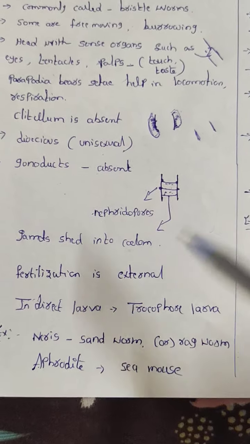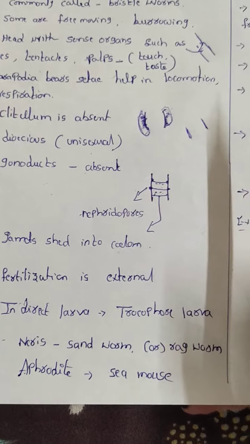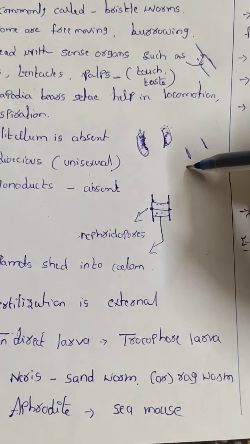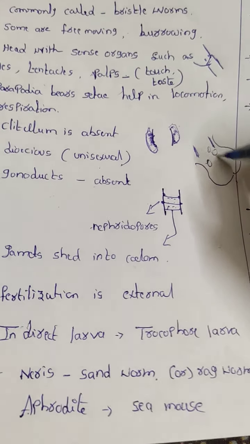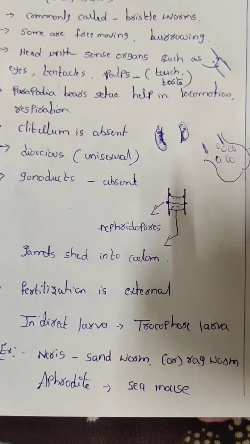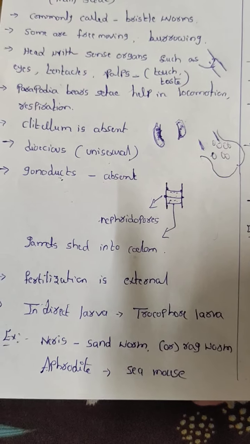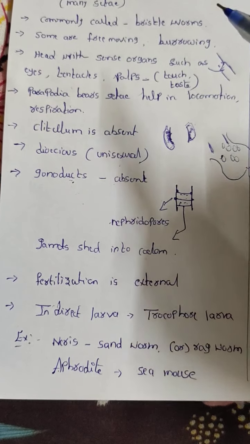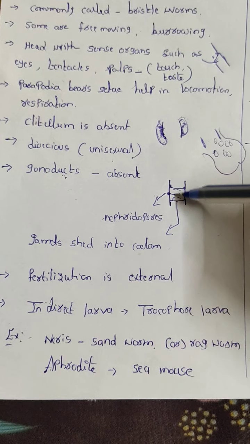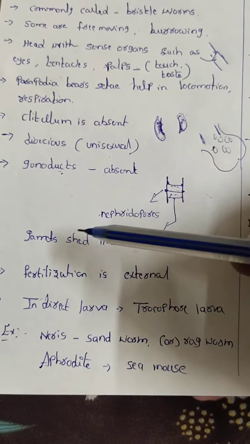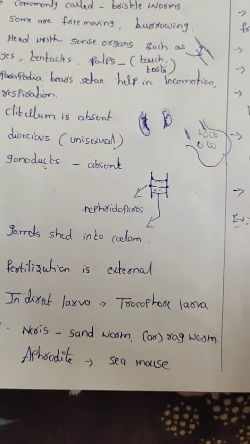Gonoducts are absent. What do gonoducts mean? If reproductive ducts are present, suppose in us, in the testis, sperm formation takes place and they can be stored in the testis region only. But in these organisms, reproductive ducts are absent. Now how are the gametes stored? In the body they have coelomic fluid. The gametes are shed into the coelom, meaning released into the coelom.